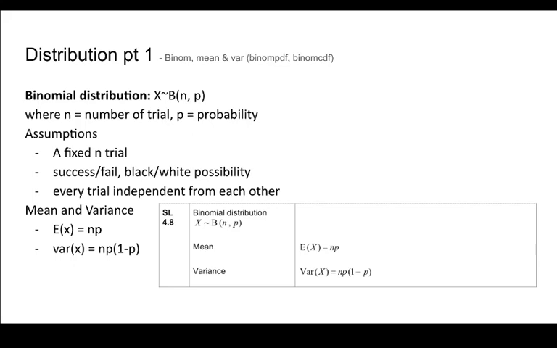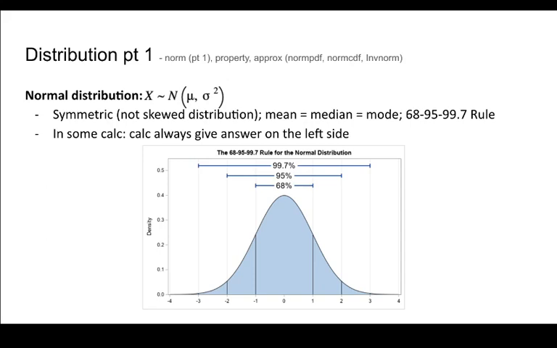So you have to know how to use the binomial PDF and binomial CDF on your calculator in order to calculate it. And there are also some formulas to find the mean and the variance, which are already in the formula booklet. Next, we have normal distribution.